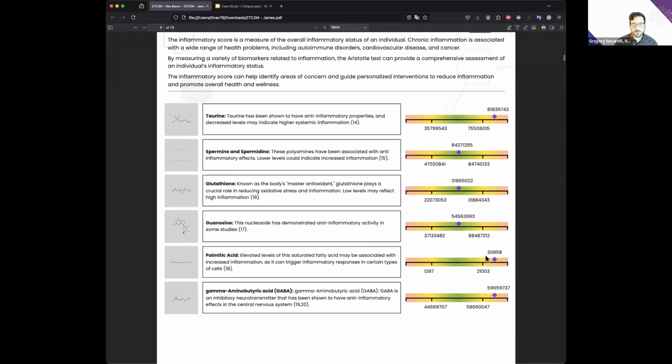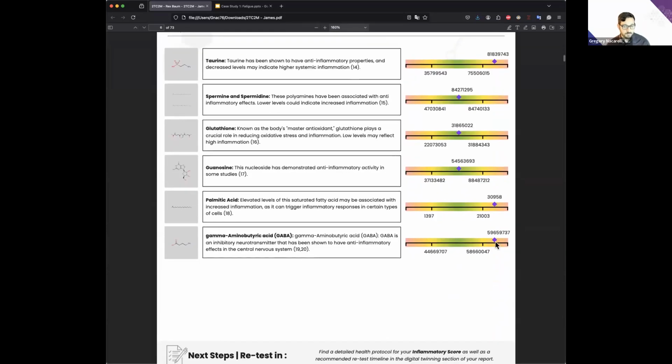Inflammatory score, so I just know off the bat here, his elevated palmitic acid is associated with inflammation. So that could be a problem. Glutathione, not too high, not too low, so it's actually promising there. His GABA is actually on the higher end, so that's a good sign there.